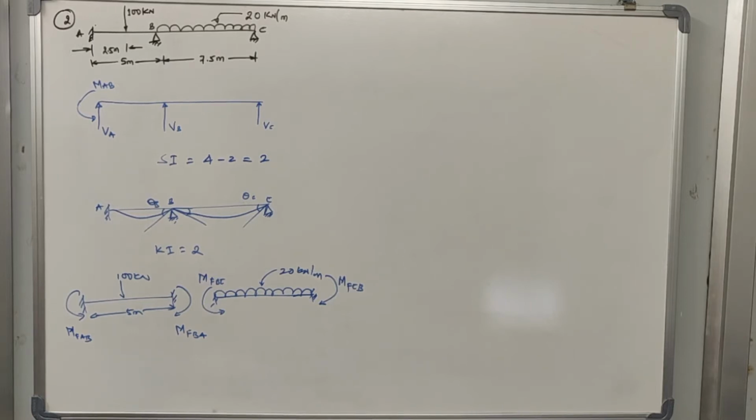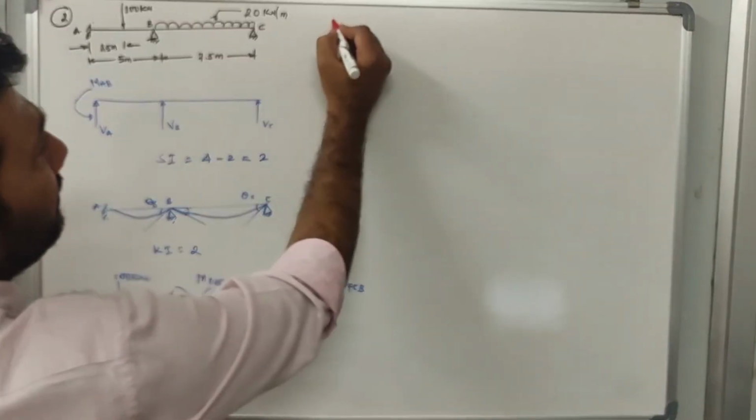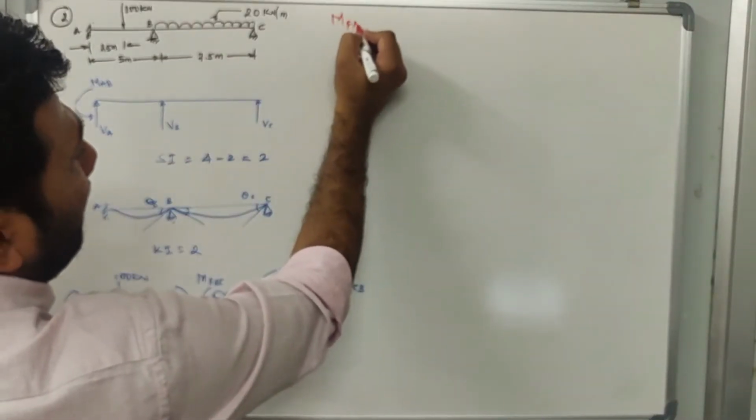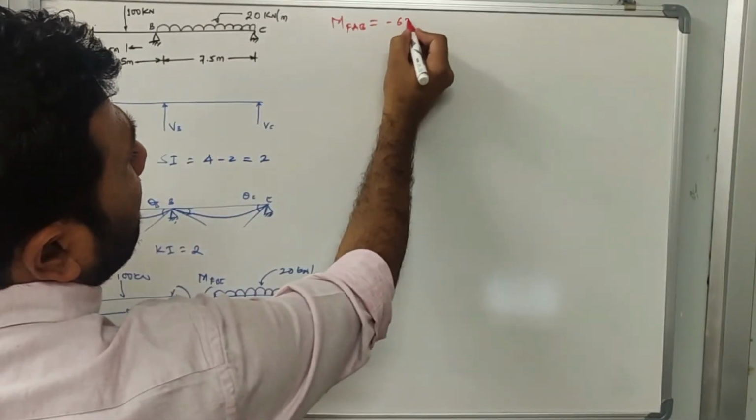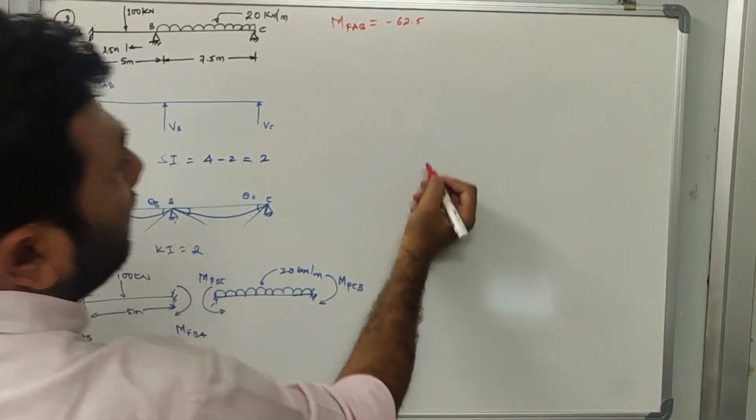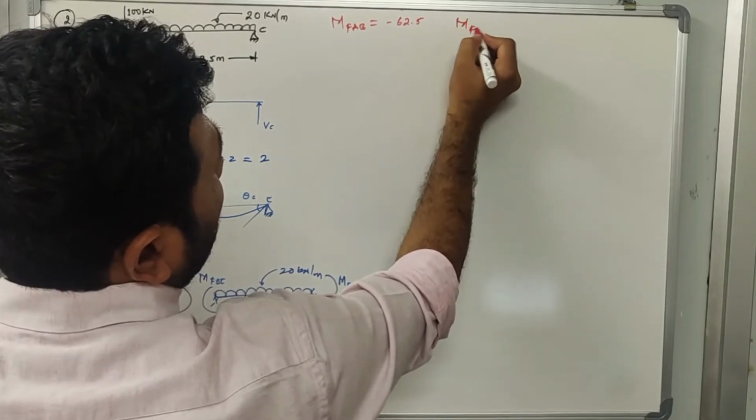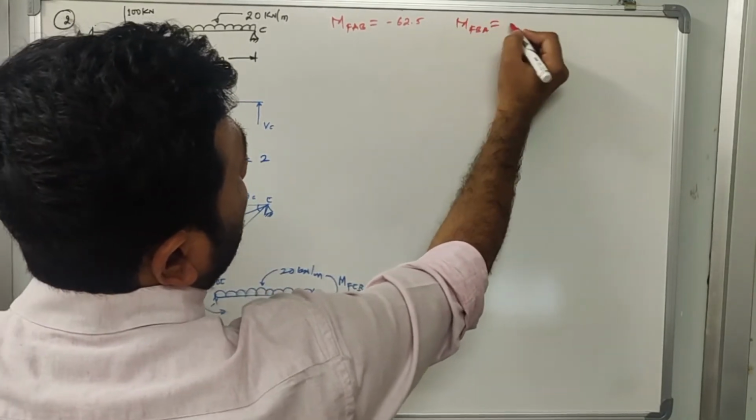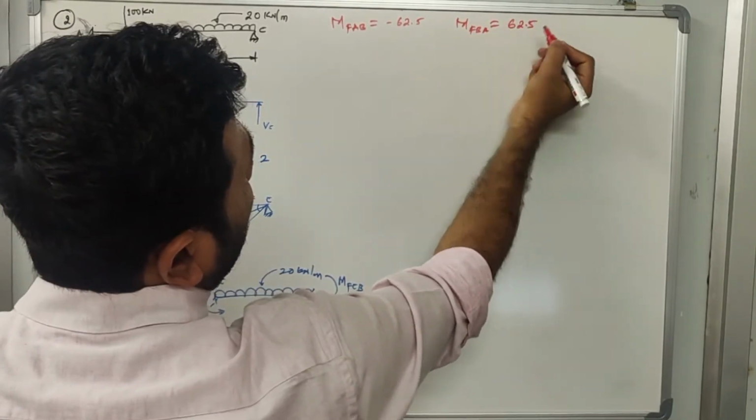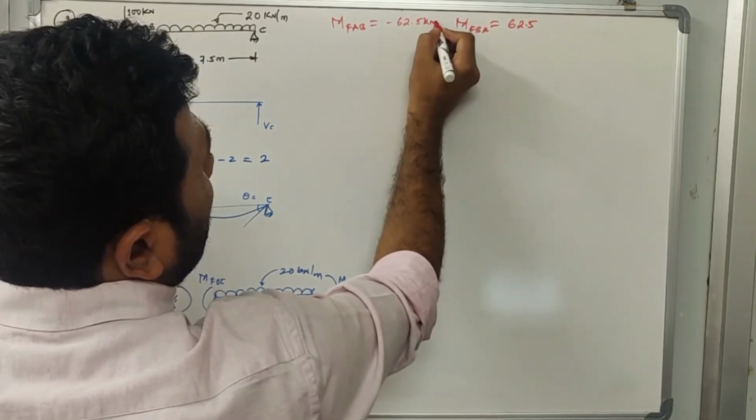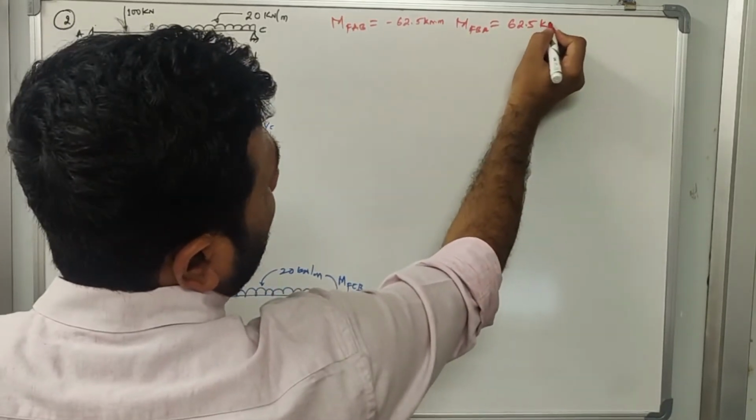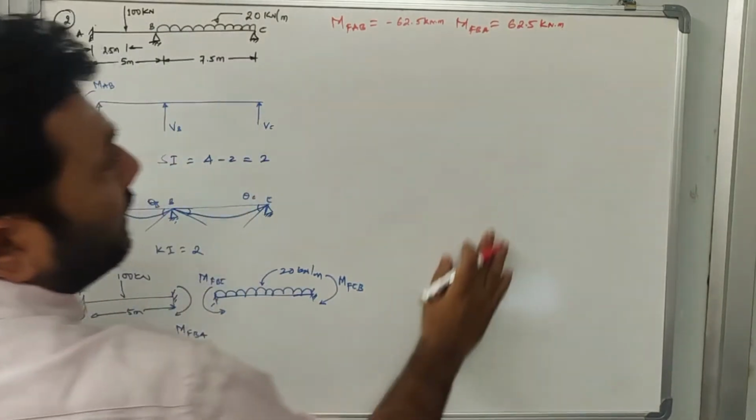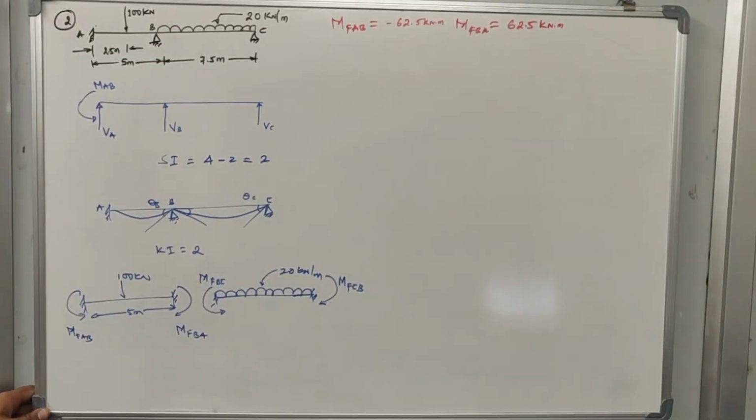Let me write down MFAB. MFAB is equal to minus 62.5. Now how much is MFBA? It will be plus 62.5 kilonewton meter. I may forget to write the unit, but you don't forget to write the unit. Always write the unit.